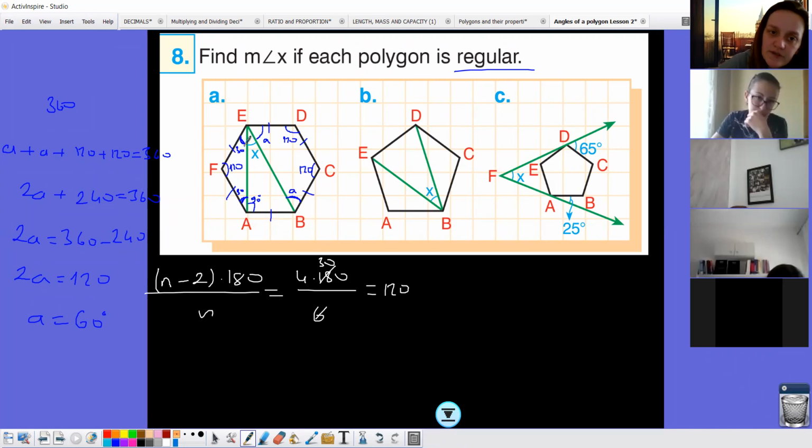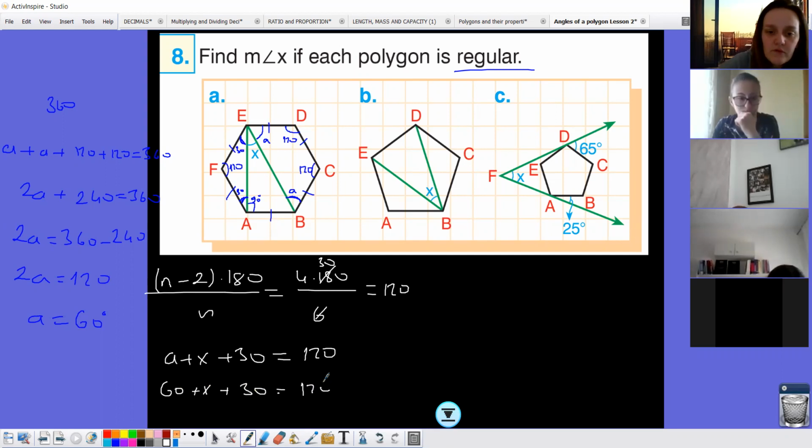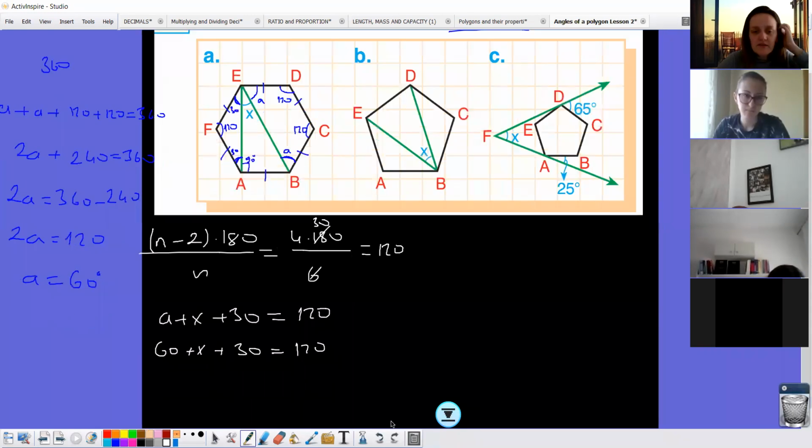This part is 30. So now we will equalize it with 120 because an interior angle is 120. So A plus X plus 30 is equal to 120. A we found is 60, plus X plus 30. So X is equal to 120 minus 90. X is equal to 30.